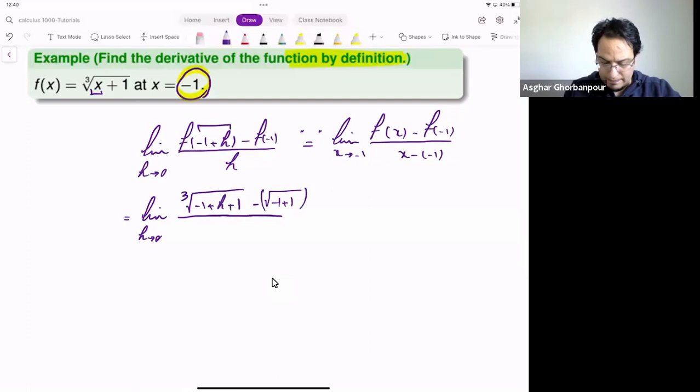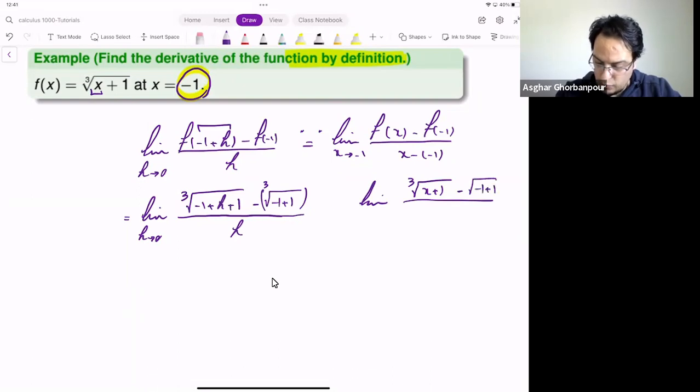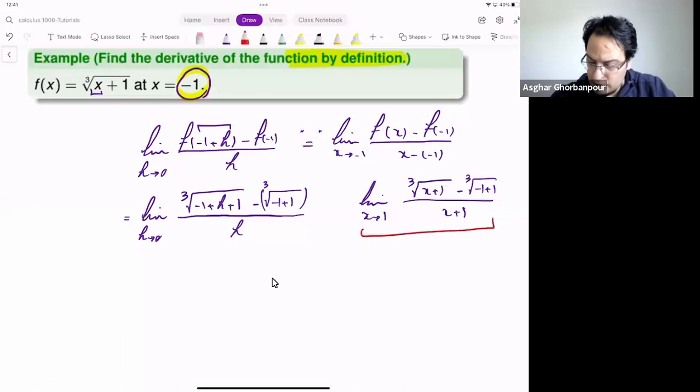That's it. And then h. On the other hand, this other guy will give you this formula: the third root of x plus 1, minus the third root of -1 plus 1, and then divided by x plus 1 as x goes to 1. So I will stop here and ask you after this session to try to do this one.